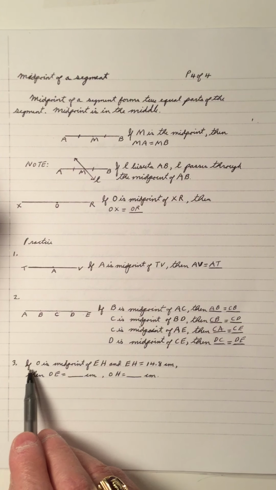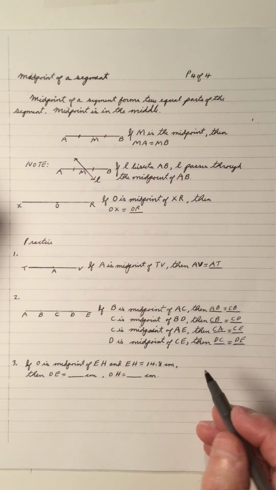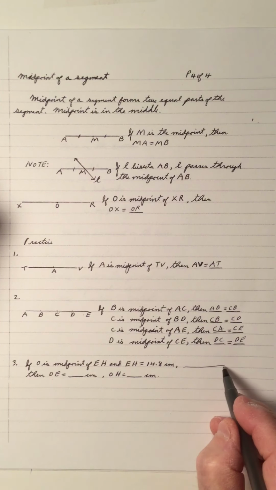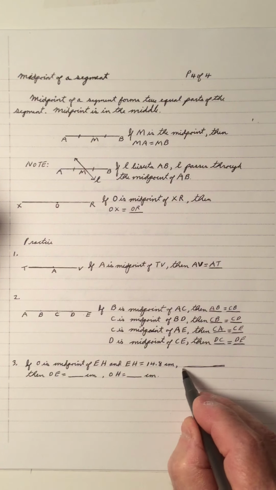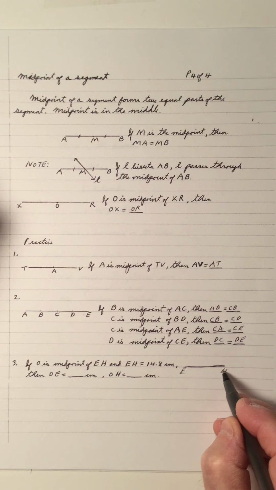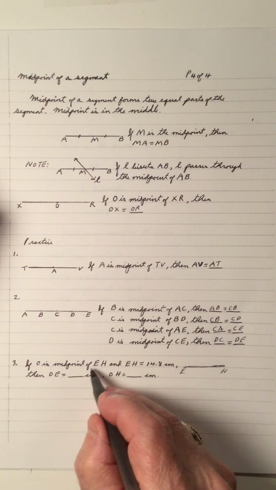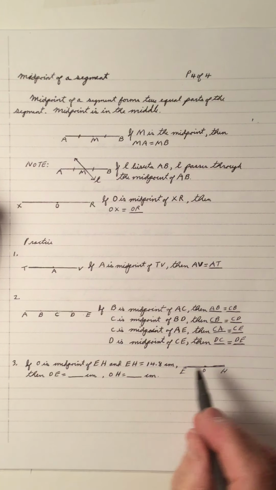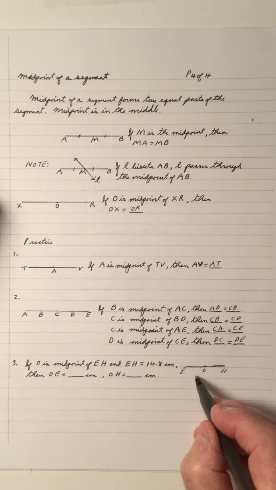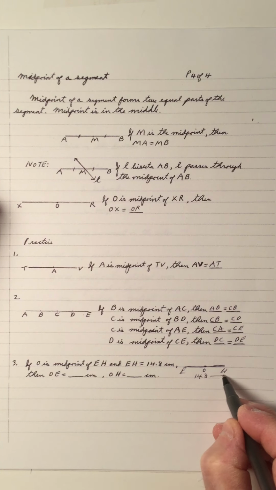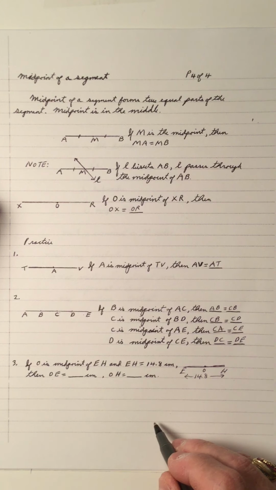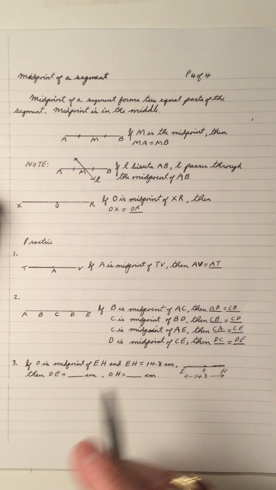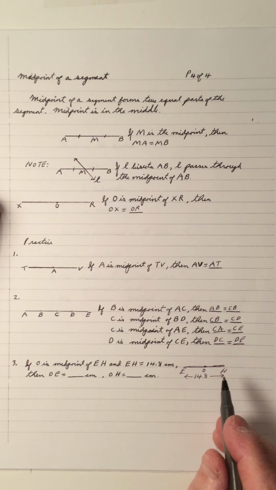Number 3, if O is the midpoint of EH, so let's draw that diagram. Let's pretend that's EH. Let's draw a little diagram. O is the midpoint of that segment. There's O right there. So if you draw a diagram, you get a better picture. If EH is 14.8 centimeters. So notice drawing the diagram, putting the midpoint in, helps you put the information together better.